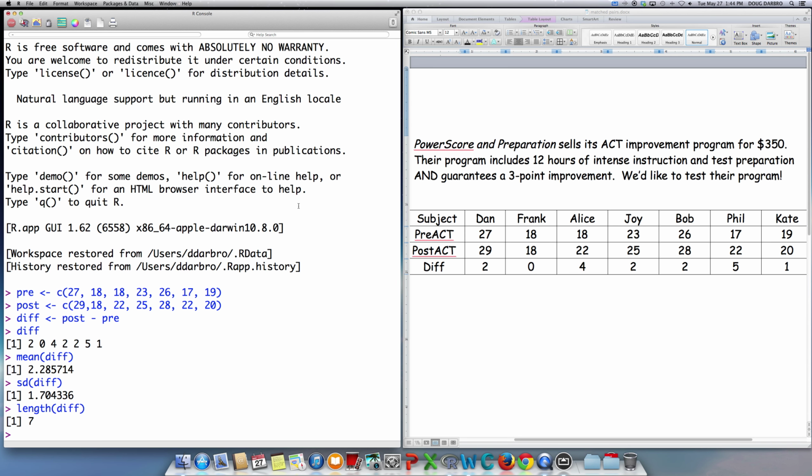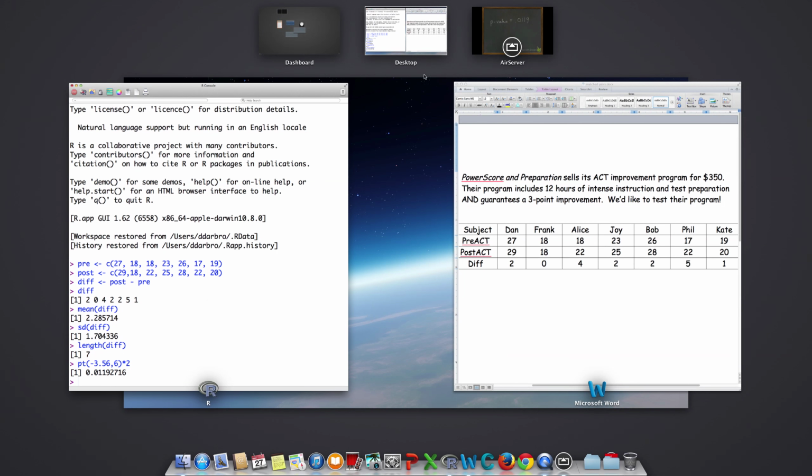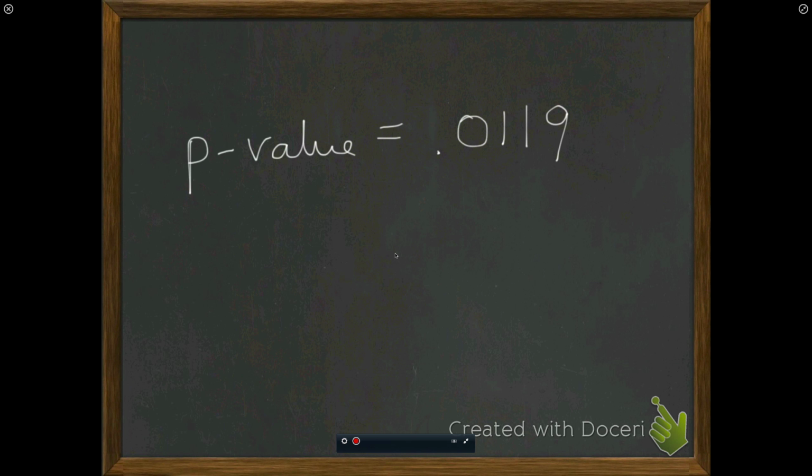Let's go back to R, so we know we're going to use pt. And it's going to find the area below, so I'm just going to put in the minus 3.56, degrees of freedom 6, and then I'm going to multiply that by 2 to account for the other region. So my p-value turns out to be, I'm going to write this down so I don't forget it, 0.0119. Okay, so guys, that's clearly less than alpha, 0.05.